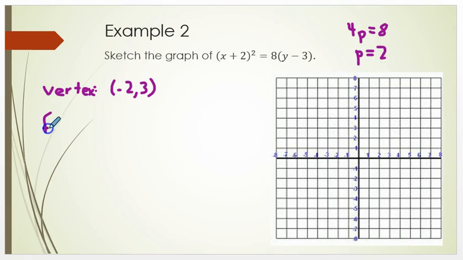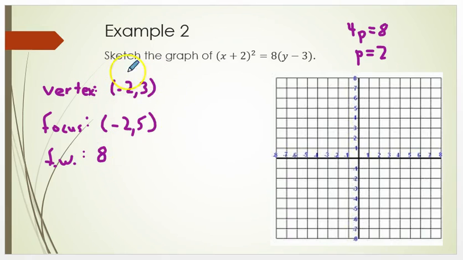So for the focus, on the last one, I was adding from the x coordinate. This time I'm going to be adding p to the y coordinate because that's what p is touching. So here's the coordinate for the vertex. If I add p to the y value, this will become -2, 5. And my focal width, the absolute value of 8, is still 8.